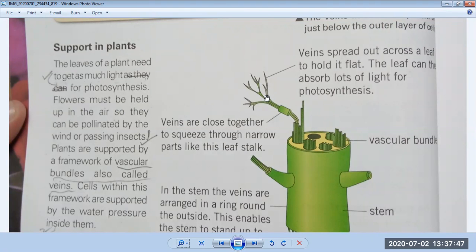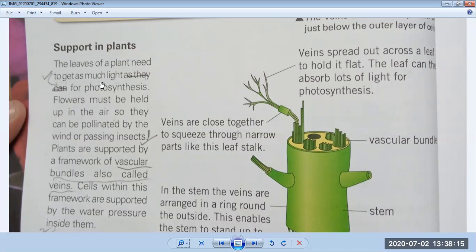So the leaf can absorb lots of light for photosynthesis. So why are they spread and why are they flat? Because leaves have a duty. This is the duty of leaves, to do photosynthesis. And definitely for photosynthesis they need more and more sunlight, so they are broad and flat. Okay, so this is a process which gives support in plants.